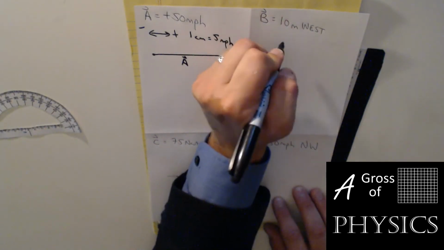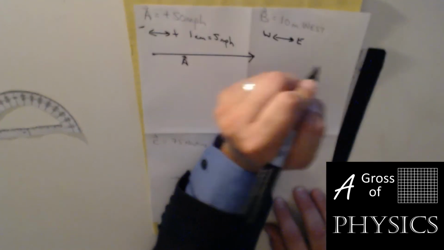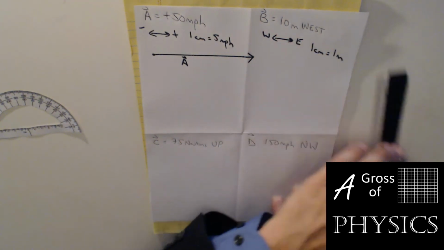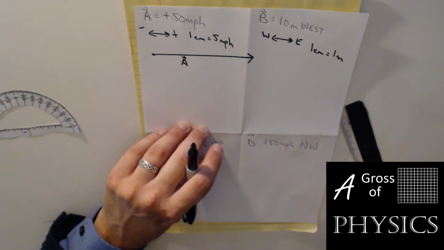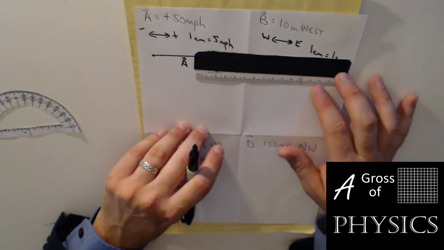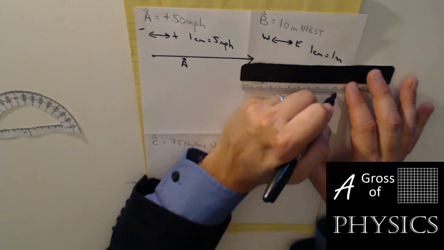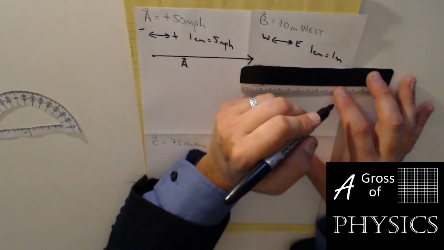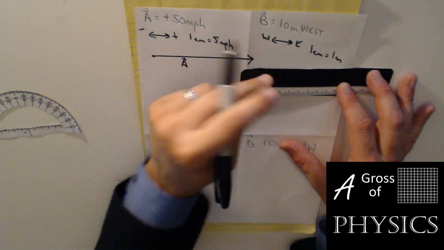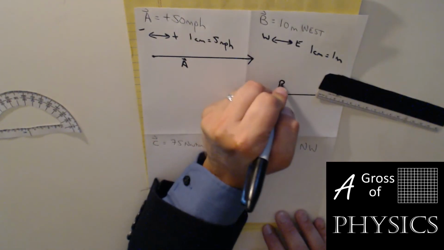Vector B is 10 meters to the west, so I have the east-west coordinate system. East to the right, west to the left. 1 centimeter, I'm going to do 1 meter. And I'm going to draw a 10 centimeter line to the left. That being said, I am going to put a dot at 10 right here to show where I start. And I'm going to go to the left, just about there. Arrowhead, label B.